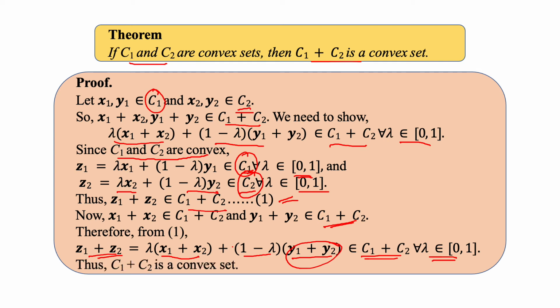So if we are given two convex sets, we can generate a new convex set. For example, if you take the x-axis in 2-dimensional space as one convex set and the y-axis as another convex set, then the set C1 plus C2 is the entire R2, and that turns out to be a convex set. So new convex sets could be generated by taking the vector sum of convex sets easily.